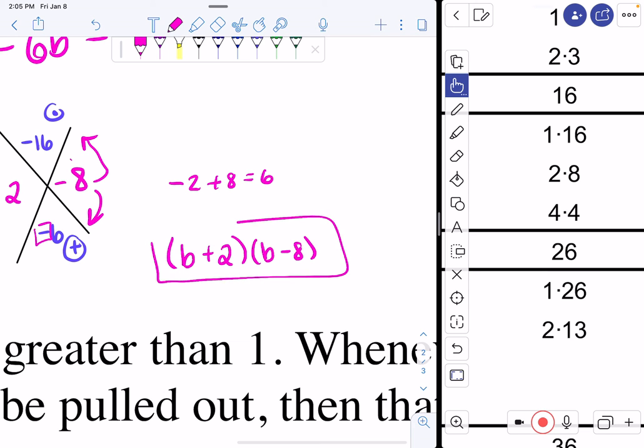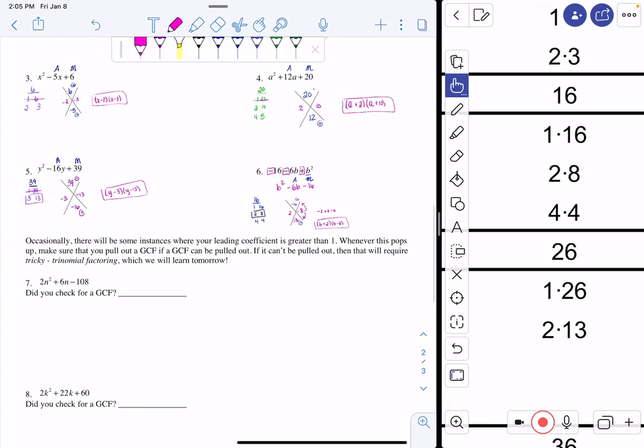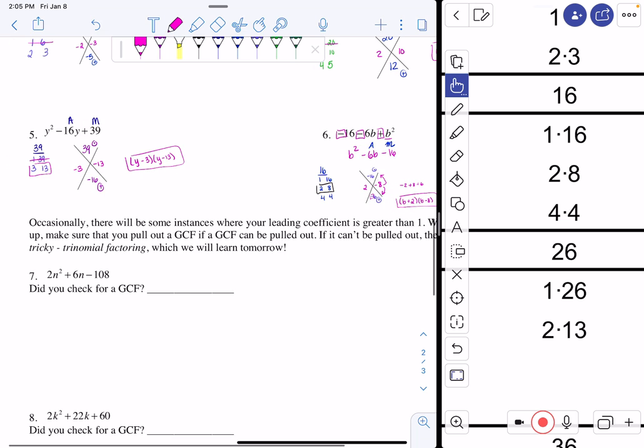And that's your final answer. Okay. Occasionally, there will be some instances where your leading coefficient is greater than 1. Whenever this pops up, make sure that you pull out a GCF if a GCF can be pulled out. If it can't be pulled out, then that will require tricky trinomial factoring, which we're not going to learn tomorrow. This is a typo. We're going to learn it on Wednesday during Zoom. Tomorrow, you're going to learn about difference of two squares factoring.